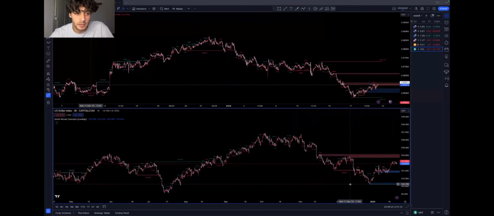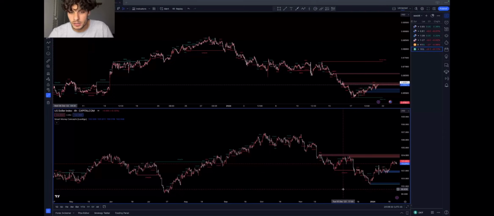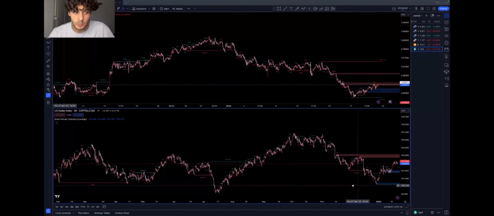So even just down here, Dixie dropped down to 100. I just talked earlier about how these rounded numbers are huge areas of interest for big investors where they want to get involved.